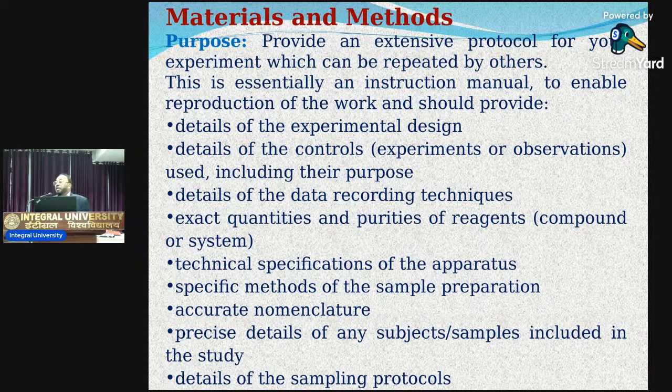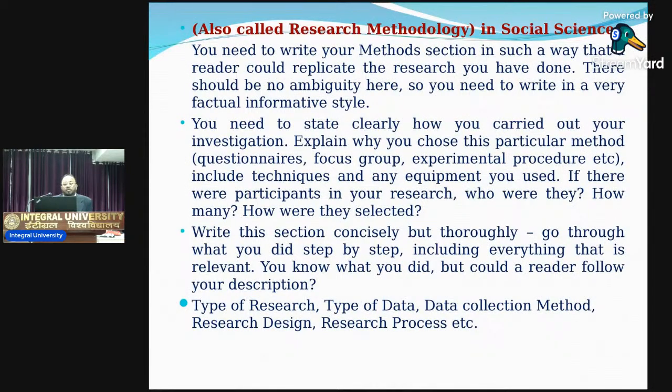Research process should be included in this. Precise detail of any subject samples included in the study, details of the sampling protocols. Sampling size is also important to be mentioned here in the research methodology. How you have decided on this particular number of respondents to be investigated or to be used in your research. This is also called research methodology in social science and humanities.